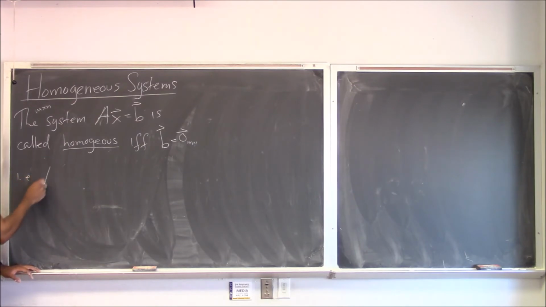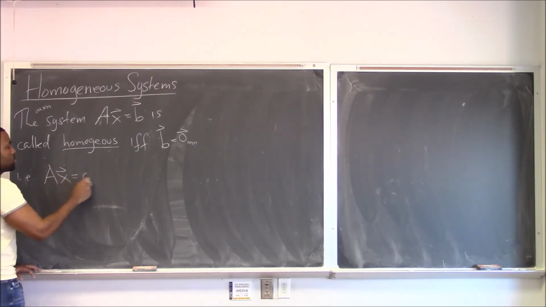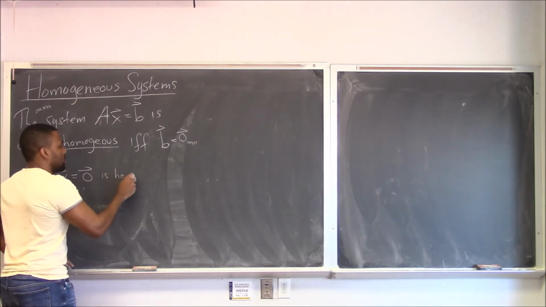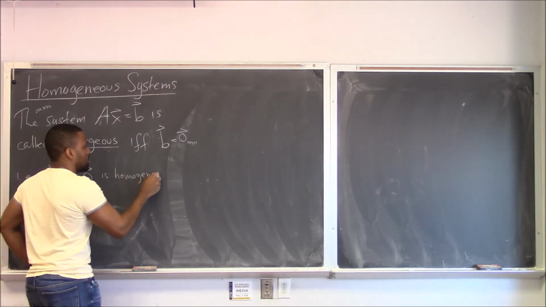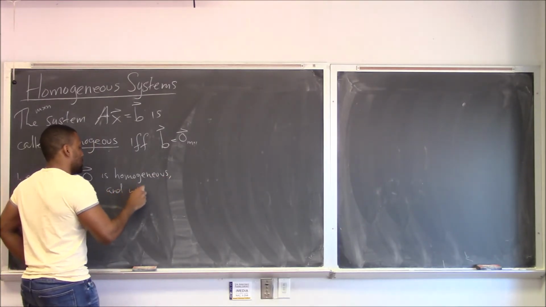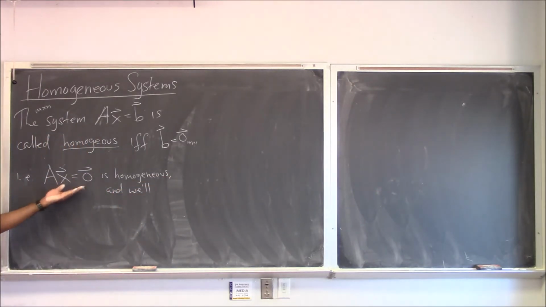I.e., AX equals 0 is homogeneous. And we'll use this as standard notation. So whenever you see me just write down this in the middle of some theory that I'm talking about, I'm just referring to any homogeneous system out there.